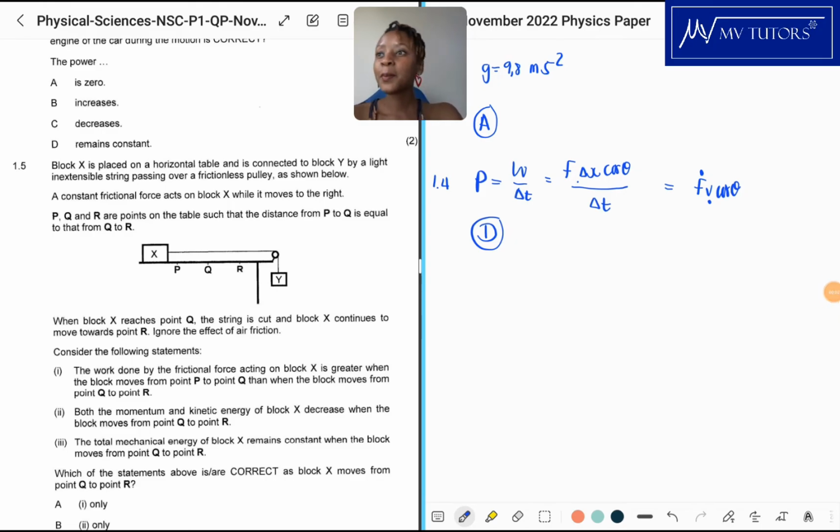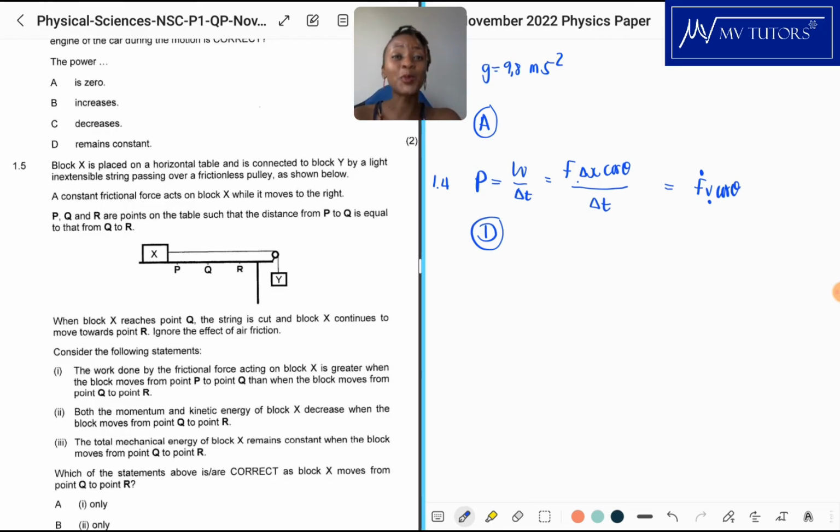1.5. Block X is placed on a horizontal table and is connected to block Y by a light inextensible string passing over a frictionless pulley as shown below. A constant frictional force acts on block X while it moves to the right. Okay, you know, friction is in the opposite direction. P, Q, and R are points on the table such that the distance from P to Q is equal to that from Q to R. When block X reaches point Q, the string is cut and block X continues to move towards point R.